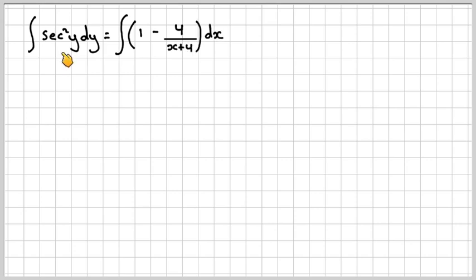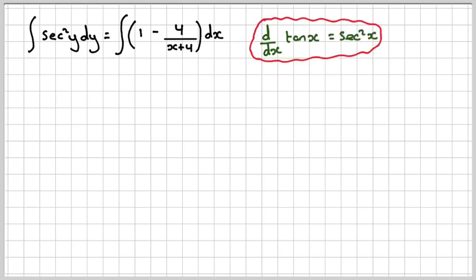Right, the integral of this is actually quite easy because we know the differential of tan x is sec squared x, so it makes life easy for us. So this will become tan of y. Integrate 1, you're just going to get x, and if you integrate this, you're going to get minus 4 ln of x + 4, plus c.